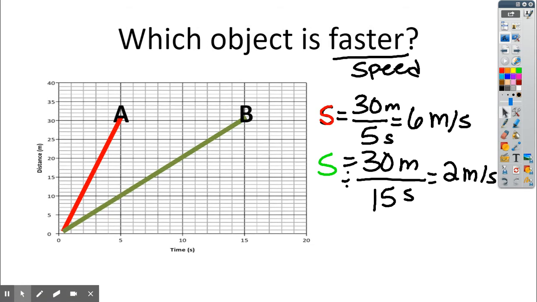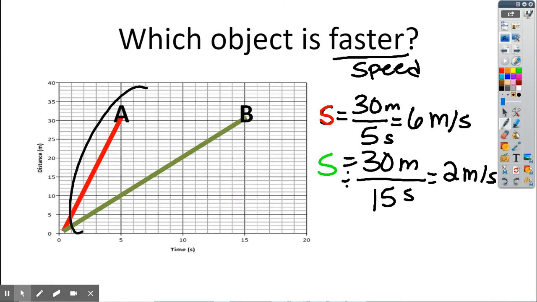So which one traveled faster? A, which is the red one, or B, which is the green one. The red one went 6 meters per second, and the green one went 2 meters per second. So which one is faster? It would be A. And we could look at this without even calculating, because that red line is steeper. The red one is steeper, so that means it went faster. But I just wanted to calculate to show you as well.